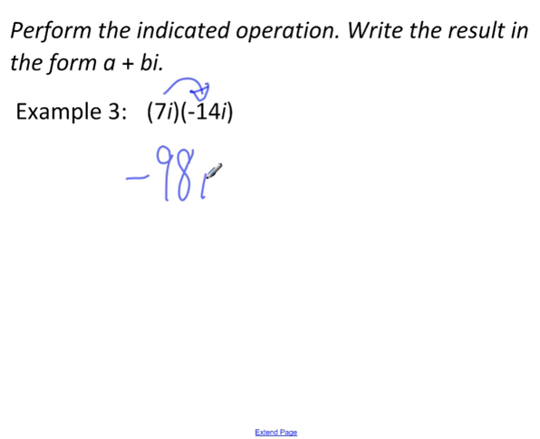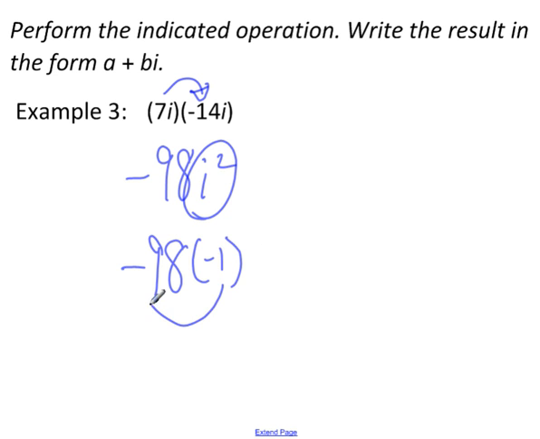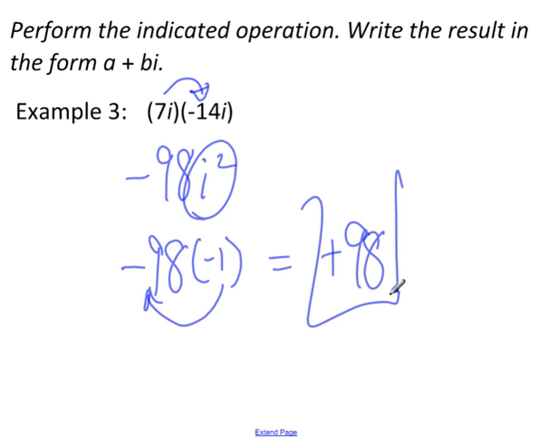And i times i is i squared. Well, our i squared, we're going to cancel that and just change our sign in front because it's really -98 times -1. And that just cancels that and makes it positive 98. So that's our trick. i times i becomes i squared, and i squared equals -1.